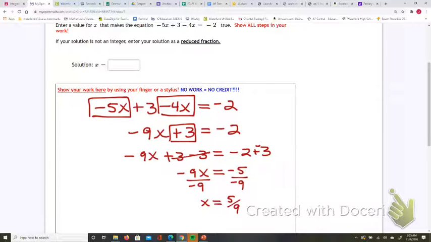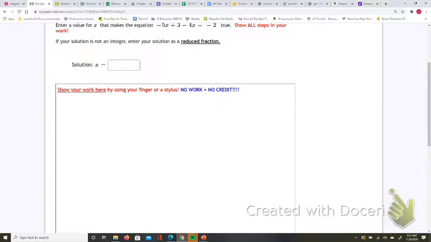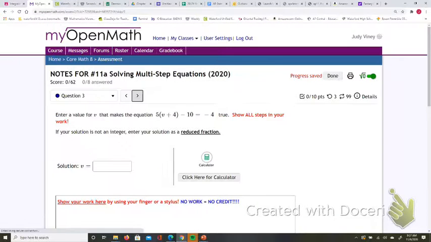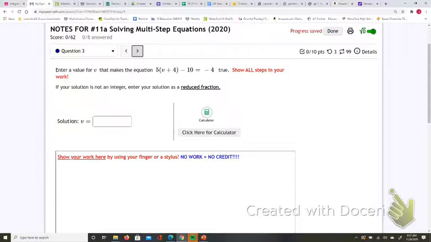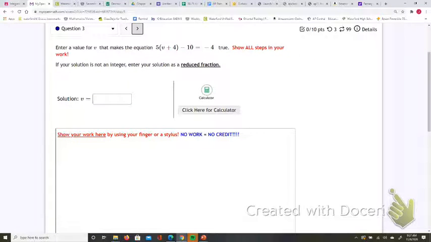Now we go back up to the solution, you type in the solution, and you submit. Again, make sure that you have all of the work, because this is notes. You have to have every single step of the notes in order to get credit. Then we submit, and we move on to number 3. Don't forget, you want to pause the video anytime that you need to go write stuff in MyOpenMath.